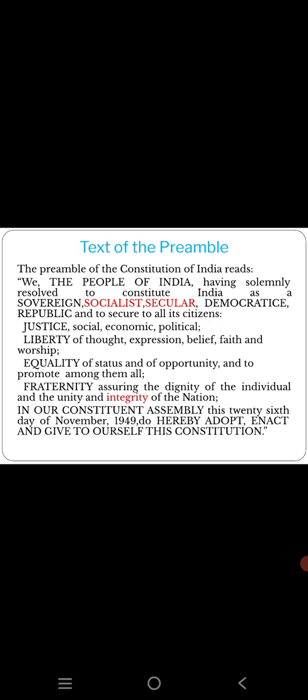So if a question comes like what is the philosophy of the Indian Constitution, explain or discuss the ideals and principles enshrined in the Indian Constitution, then you will have to elaborate all these points.